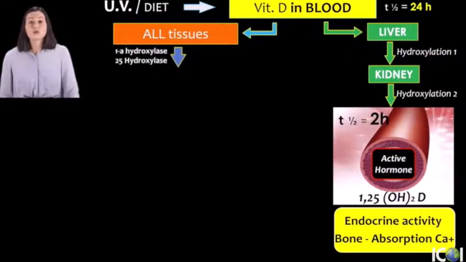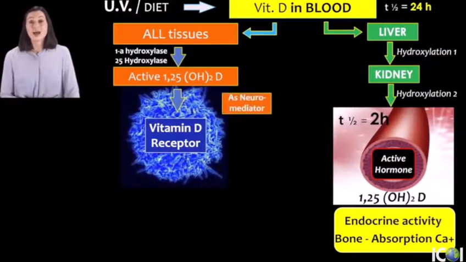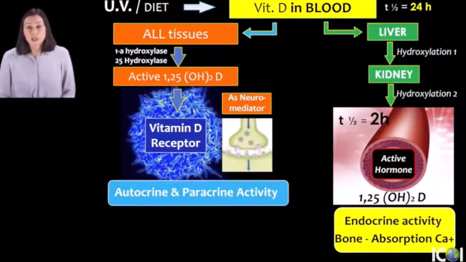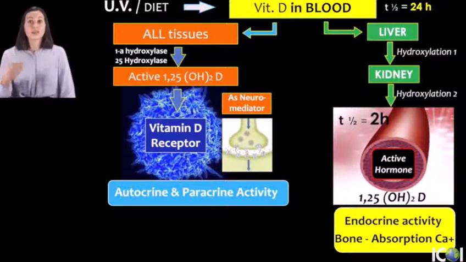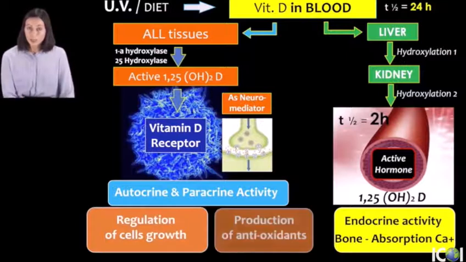Vitamin D is also found in all tissue. And in its active form, when binding with its own receptors, the vitamin D receptors will act as a neuromediator to help cell communication. And this is the autocrine and paracrine activity. Vitamin D here regulates cell growth and produces antioxidant.